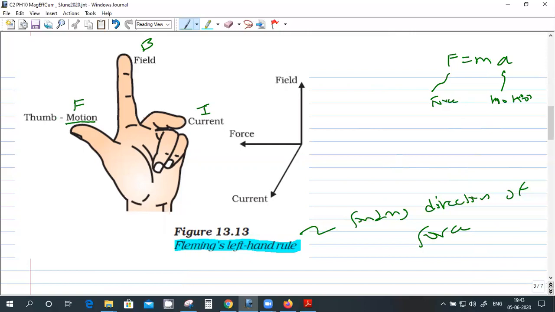The way to remember this is FBI. You know what FBI is? We have the CBI in our country, and similarly the FBI is there in the US. So remember FBI, starting from the thumb: the thumb is F, next is B, next is I. So F is force, B is magnetic field, I is current. This is Fleming's left hand rule to find the direction of force. Left hand is for finding the direction of force.